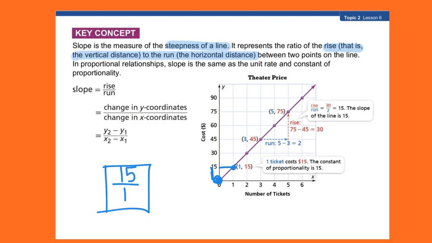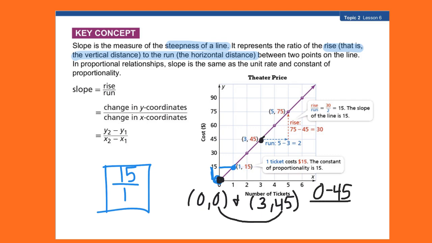If I were to give you ordered pairs, maybe I want to use 0, 0 and 3, 45. You're going to subtract your x values first, any order. Subtract your y values second. Negative 45 over negative 3 is still 15. So you have 2 options for how to find the slope of our graph.